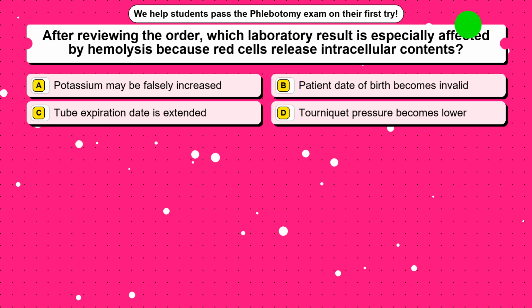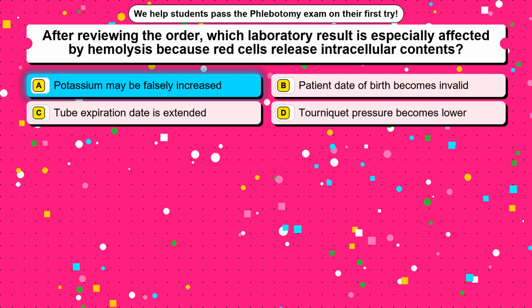Question 57. After reviewing the order, which laboratory result is especially affected by hemolysis because red cells release intracellular contents? Option A. Potassium may be falsely increased. Option B. Patient date of birth becomes invalid. Option C. Tube expiration date is extended. Option D. Tourniquet pressure becomes lower.